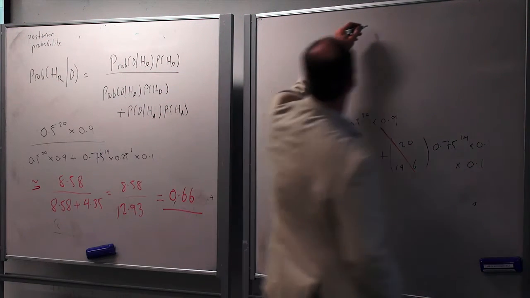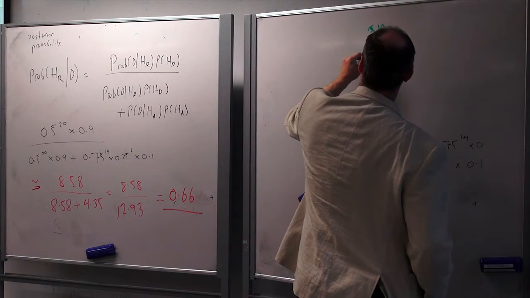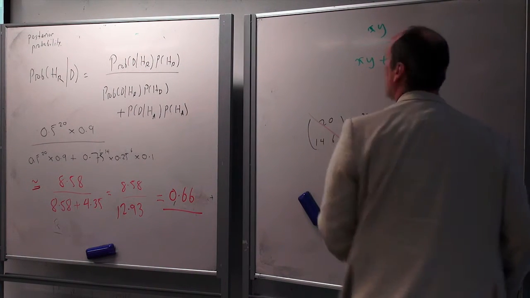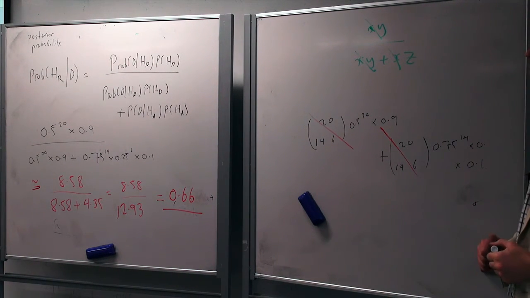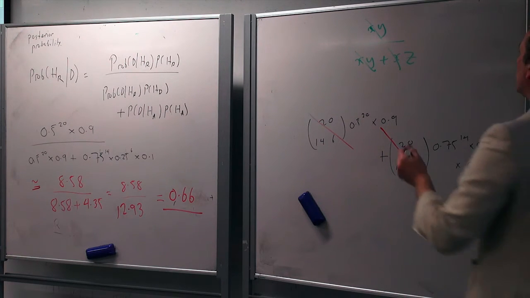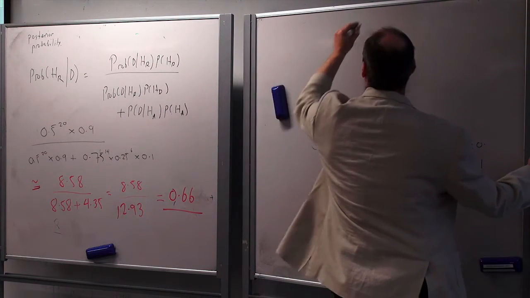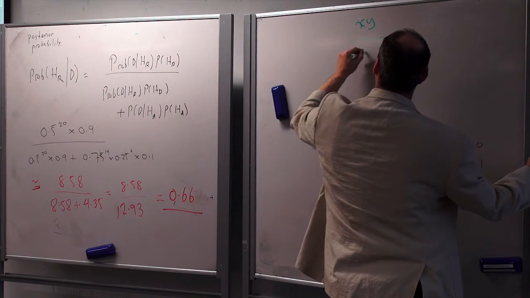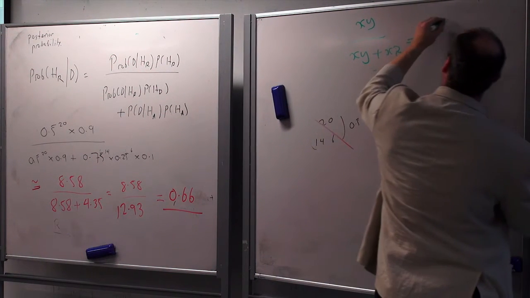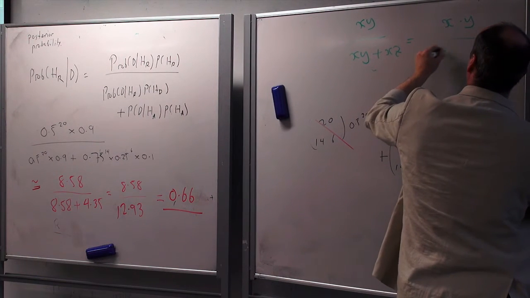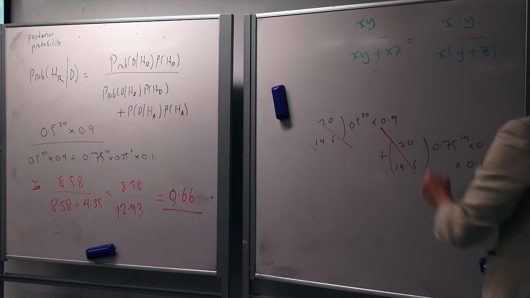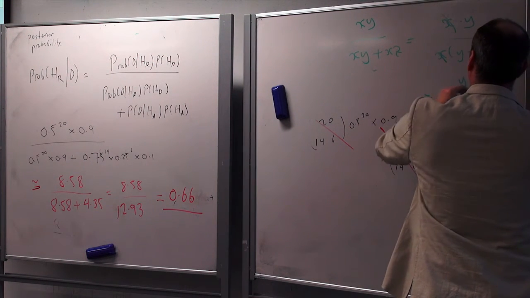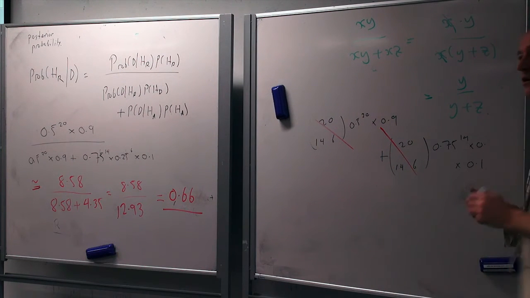I've got xy over xy plus xz, yeah? And I'm just cancelling the x from the top and the bottom. Let me write that out more slowly. If I've got xy over xy plus xz, that equals x times y over x times (y plus z), yeah? I'm just factorising the bottom. So I'm just cancelling it from the top and the bottom, there it is.